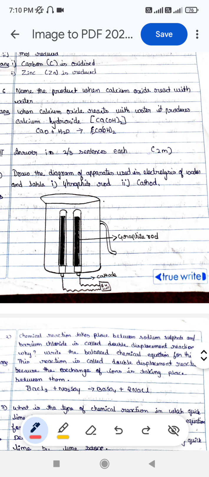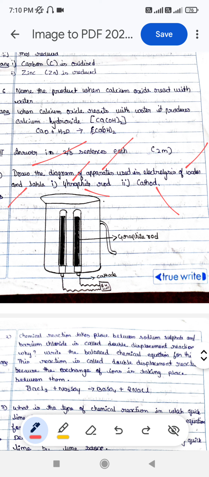So the first question is one that is repeated many times in your exam. Draw the diagram of the apparatus used in electrolysis of water. Label the following two parts. Graphite is given, and the other is the cathode.